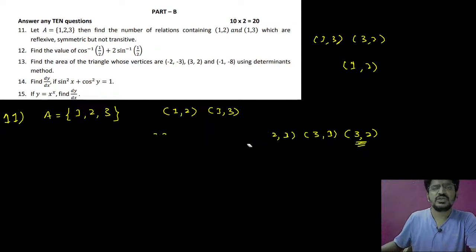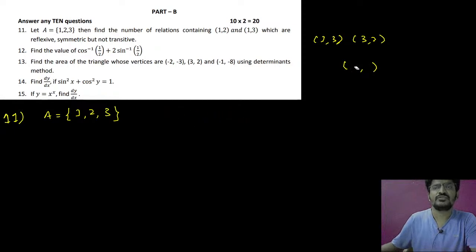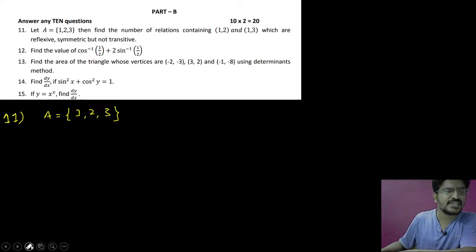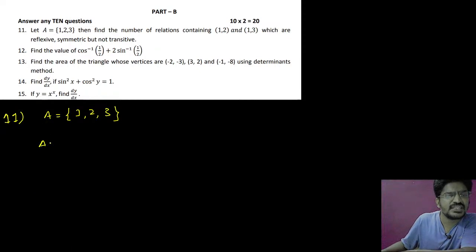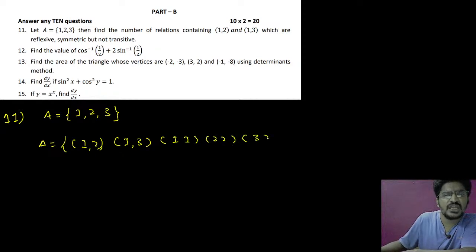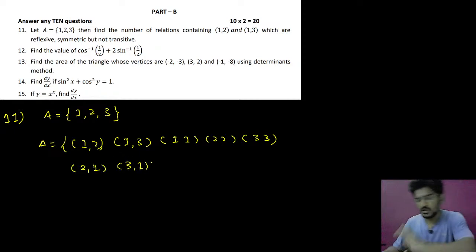So you have to write reflexive and symmetric but not transitive. Okay. So first let us write these two ordered pairs, that is (1, 2) and another one is (1, 3). Now it should be reflexive: (1, 1), (2, 2) and (3, 3). It should be symmetric, meaning (2, 1) and (3, 1) must be present, no problem.